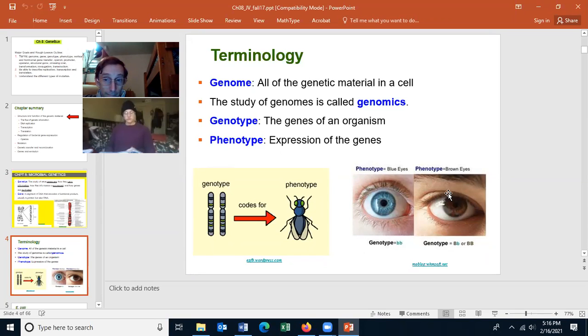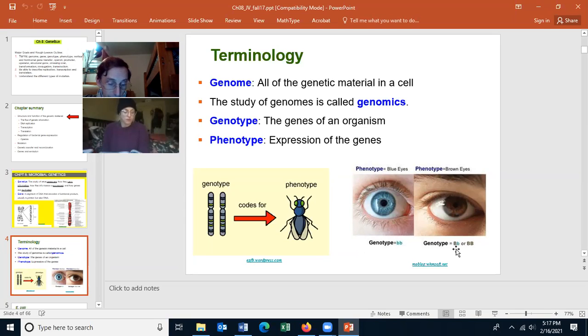The brown eyes phenotype has two genotypes. It can be uppercase BB, meaning capital B, and it can also be capital B, lowercase b, because capital B is dominant, so it is expressed, and we see that phenotype. We do not see the lowercase b's phenotype when the genotype is capital B, lowercase b. Any question about any of that?